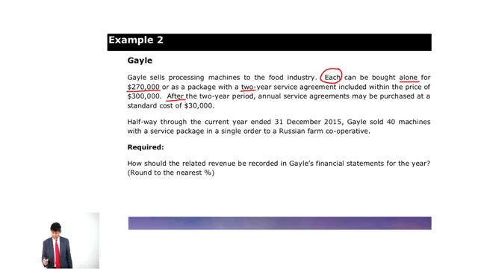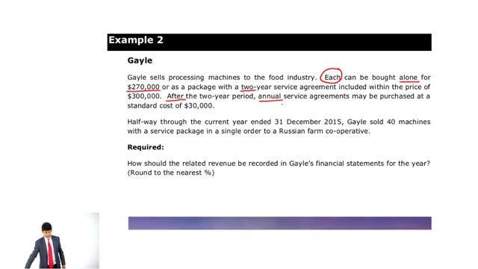After the 2-year period, annual service agreements may be purchased at a standard cost of $30,000. So really what you are selling is the 270,000 machine and 2 years of 30,000 each of servicing. But you're doing a special deal and allowing me to buy it for just 300,000. But how do you deal with this in your books? How do you split it? How do you allocate the contract price between the different obligations? That's where the COPAR comes in.